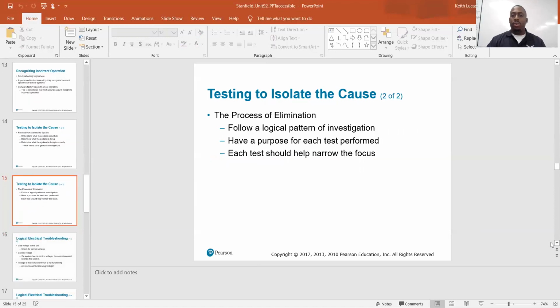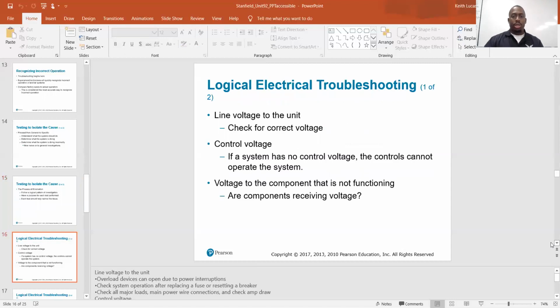Testing to isolate the cause. The process of elimination. Follow a logical pattern of investigation. Have a purpose for each test performed. Each test should help narrow the focus. Logical electrical troubleshooting. This is the good part.